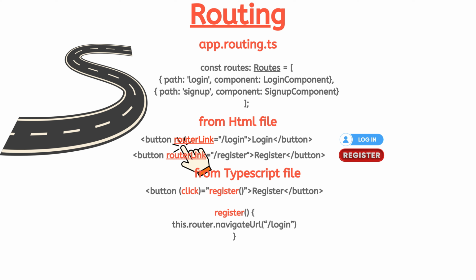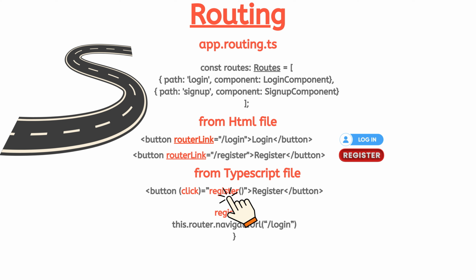That is how you navigate from the HTML, when you click the register button and when you click the login button. And there is another way, from the TypeScript, we can also navigate. For that, there is a slight code change that we need to make. Instead of the button directly having the routerLink, we need to add a click event with a function named register. Within the TypeScript file, we need to add this register function.